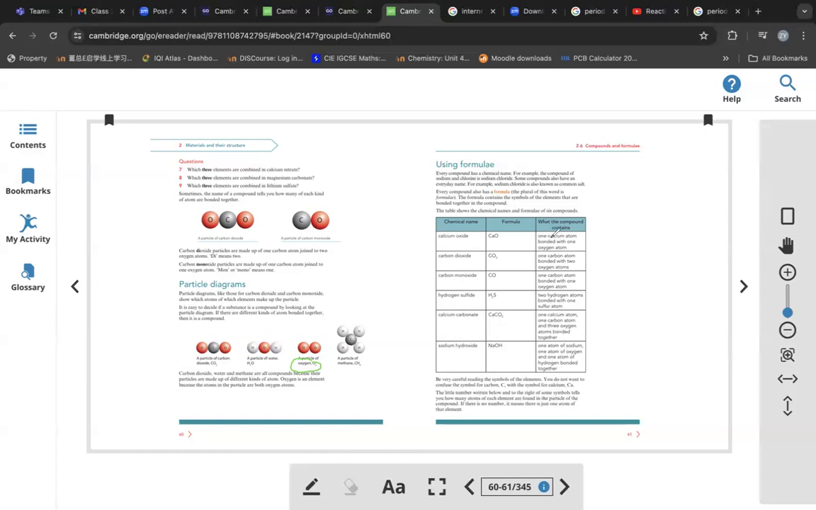Every compound has a formula that we learned already, and now they will learn how to write this. Carbon dioxide, carbon monoxide, hydrogen sulfide, calcium carbonate. Remember, ATE means oxygen, carbon, calcium. This one we already did, right?